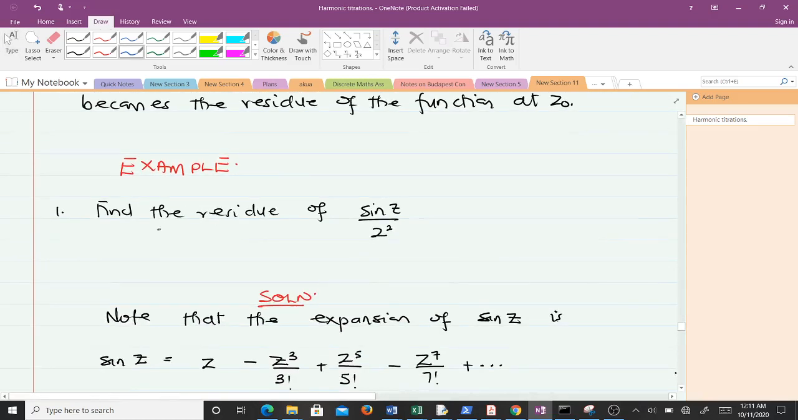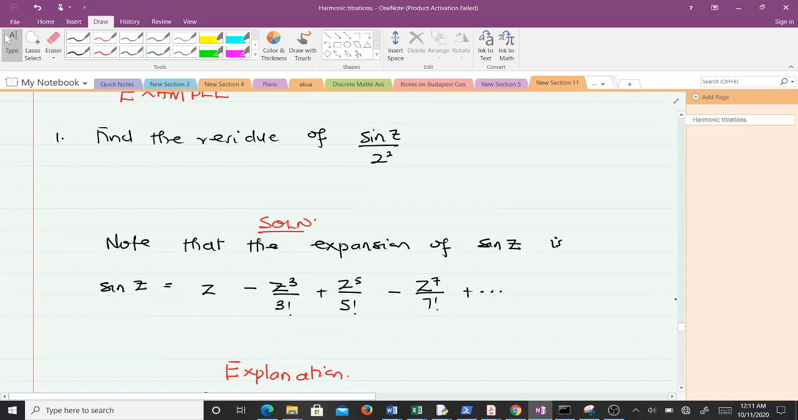This one says find the residue of sine z over z squared. Okay, so we are going to find the Laurent expansion of what we have here. So note that the Taylor expansion for sine z is given by what we can see here. If you don't know how this expansion is done, then after this video you can go to the internet and search for the Taylor series for sine z. Okay, and you'll find it there with a detailed explanation.